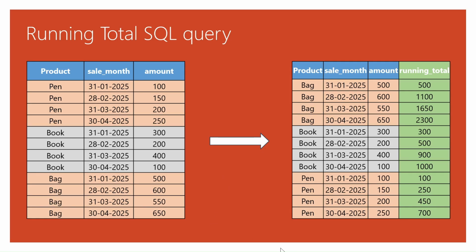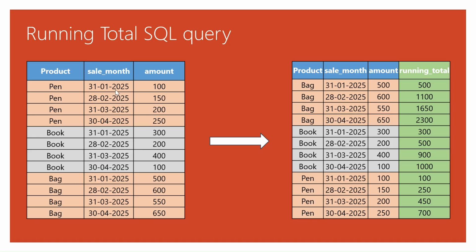If an interviewer wants to test your knowledge of analytical or window functions in SQL, they will definitely ask these types of questions. So if you see here, we have two tables. The first one is an input table, the second one is the output table. In the input table we have three different products: pen, book and bag. And for each product we have January, February, March and April month sales: 100, 150, 200 and 250.